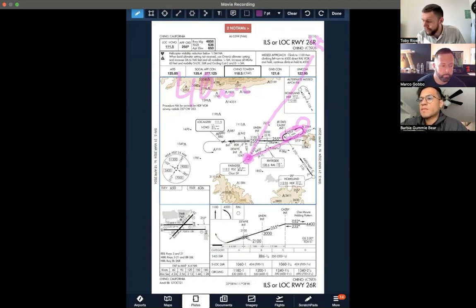Back to the point: we're 40 minutes early, but the only thing I've lost is my headset. I can't hear anything, right? But my transponder still works. So if my transponder still works, does ATC know where I'm at?